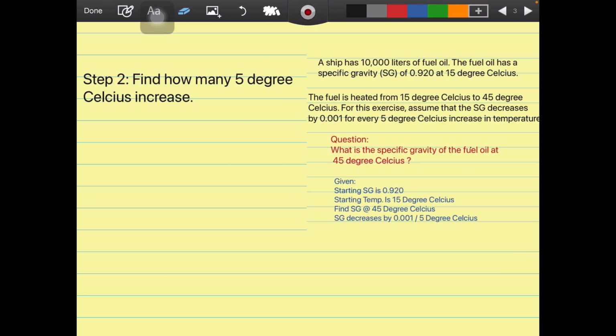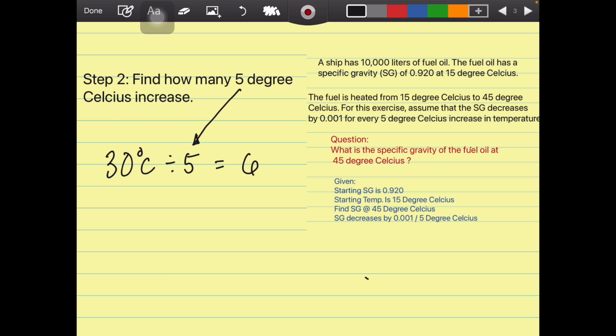Step 2. Find how many 5 degrees Celsius increase. So kanina, nakita natin, we have a temperature increase of 30 degrees, right? Divided by 5, we get 6. Saan ko nakuha yung 5? O, ayun siya, ayan. Saan ko nakuha yung 30?